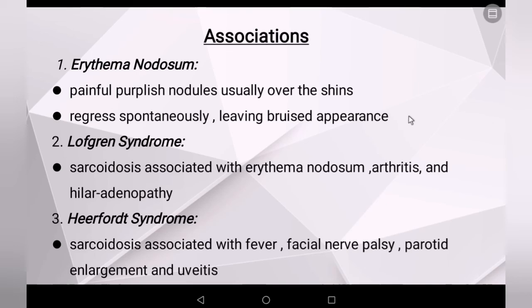So what are the associations of sarcoidosis? The first association is erythema nodosum, which are painful purplish nodules usually over the shins, and shins are basically the anterior surface of the legs. These regress spontaneously, but they leave a bruised appearance after they resolve. Lofgren syndrome: sarcoidosis associated with erythema nodosum, arthritis, and hilar lymphadenopathy is known as Lofgren syndrome. Heerfordt syndrome: sarcoidosis associated with fever, facial nerve palsy, parotid enlargement, and uveitis.